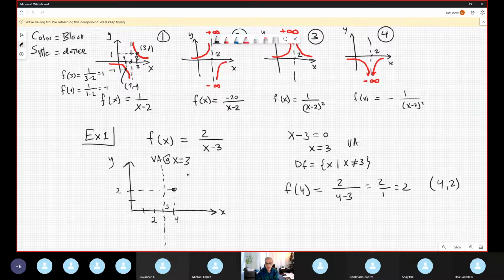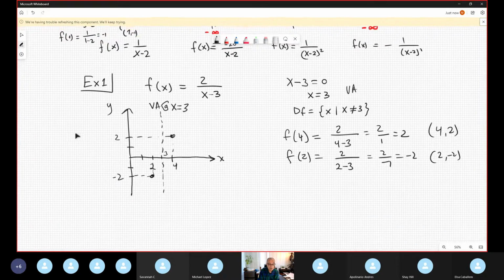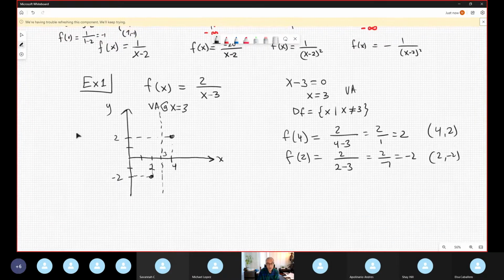Evaluate at 2: 2 over 2 minus 3 is -1, so 2 over -1 is -2, and the point is (2, -2). Okay, it's down. So -1, -2 here. 2, -2 looks like that. We can do more points, but the beauty of this is that it's not necessary.